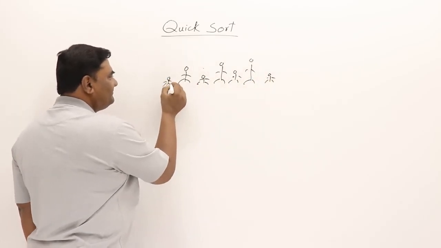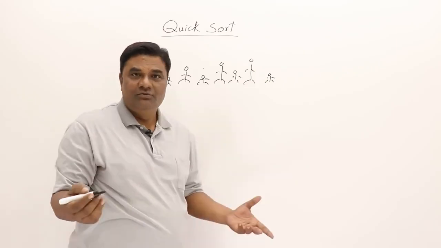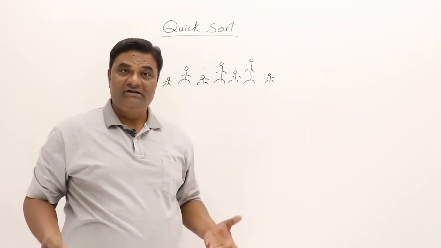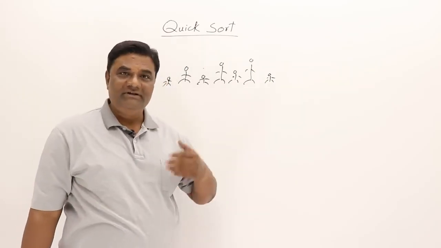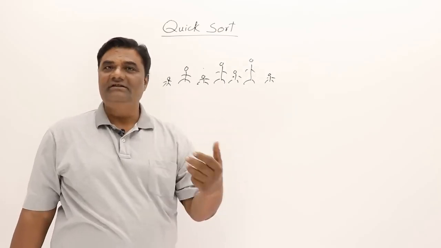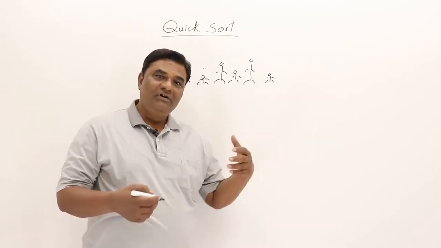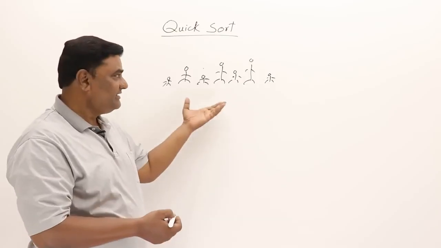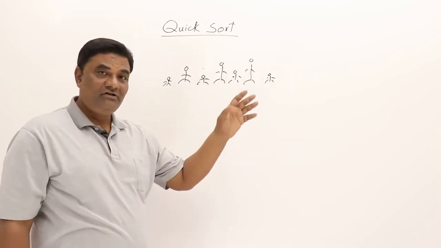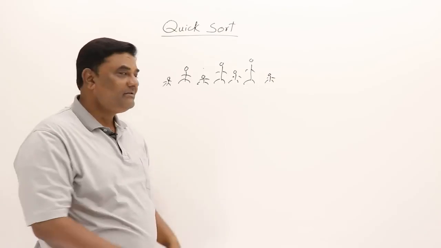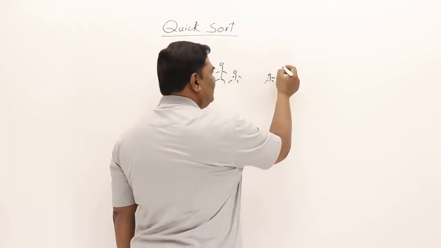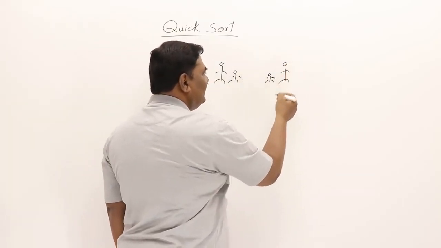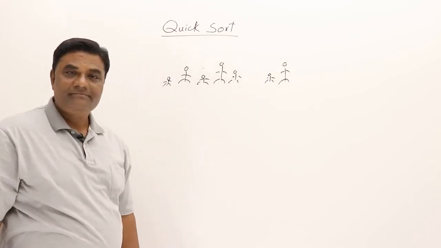Nobody has to help him. He can check himself: if I am the shortest in the class, then I know that my place is in the beginning, and I can simply go and stand there. Now, if you are the tallest person in the class, you know that you are the tallest of all. You will simply go and stand at the back. Nobody has to help him and nobody has to show his place.